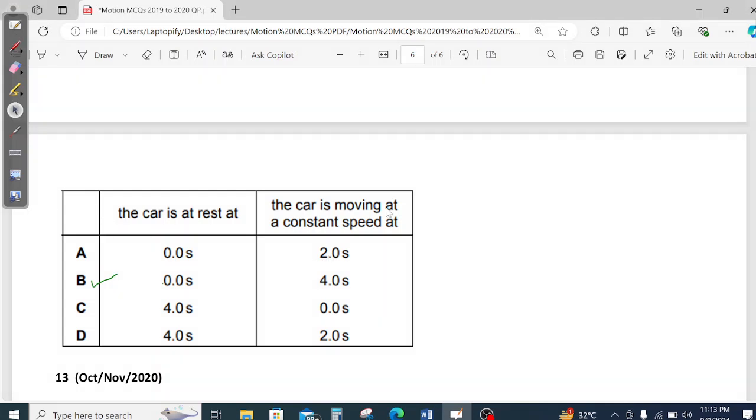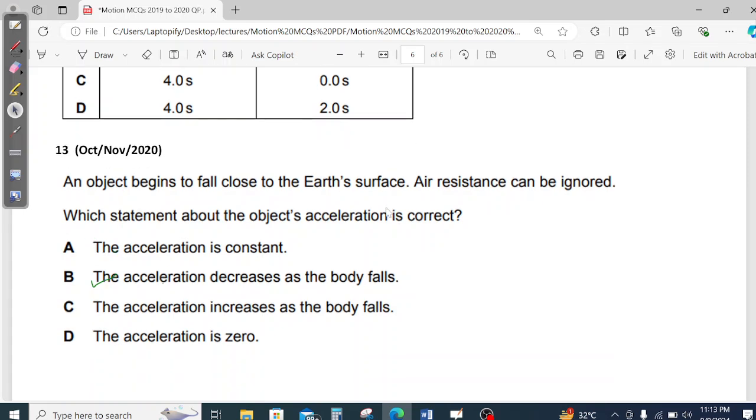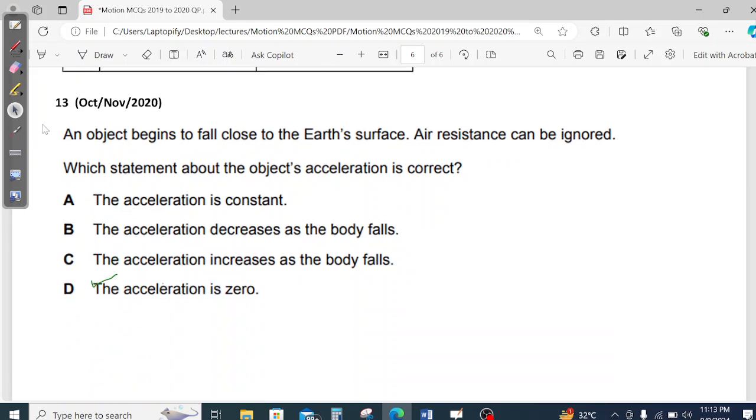Now the next question is question number 13. An object begins to fall close to the earth's surface. Air resistance can be ignored. Which statement about the object's acceleration is correct? Remember, when any body begins to fall in a free fall situation, it means the body is accelerating with constant acceleration.